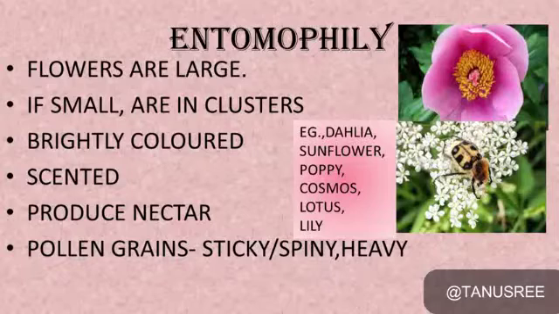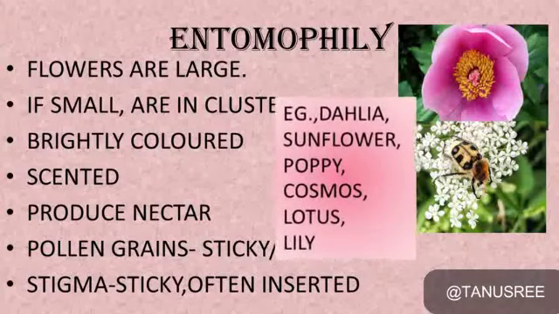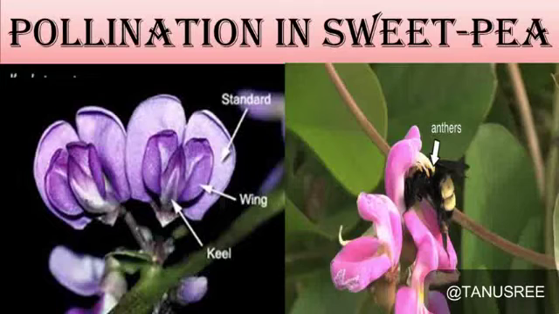The pollen grains are sticky or spiny and heavy to fix onto the insect body. The stigma is sticky, often inserted in the flower. Examples of such flowers are dahlia, sunflower, poppy, cosmos, lotus and lily. Let us see how pollination occurs in sweet pea.